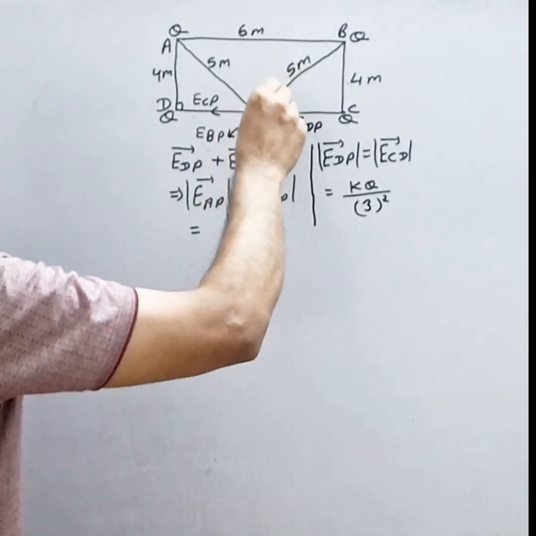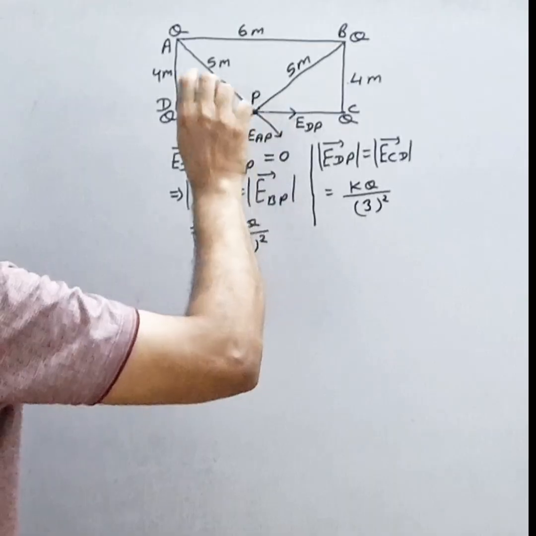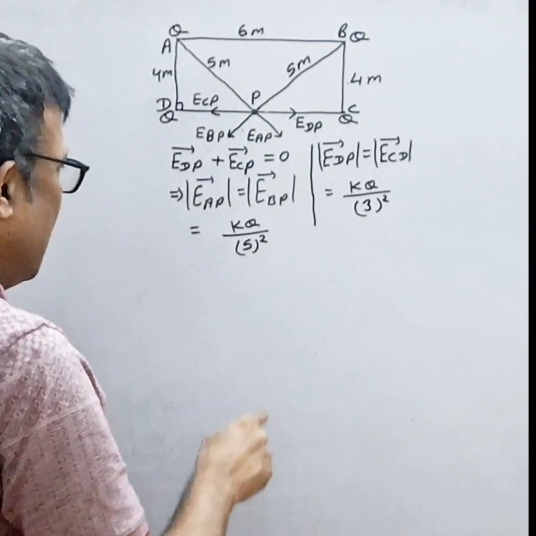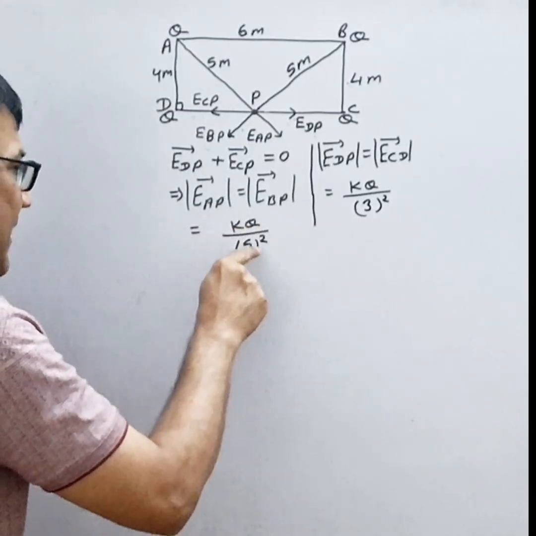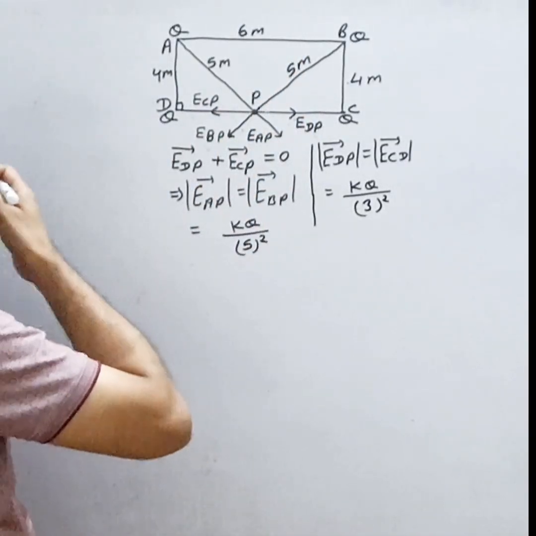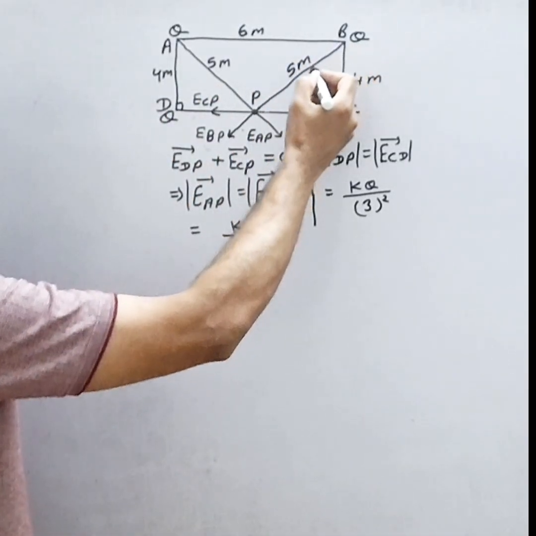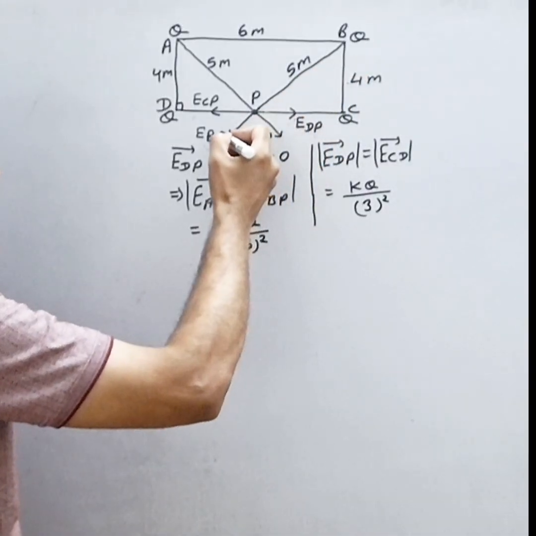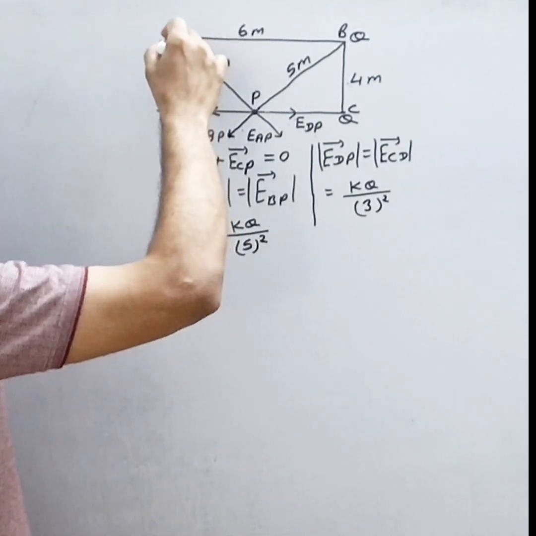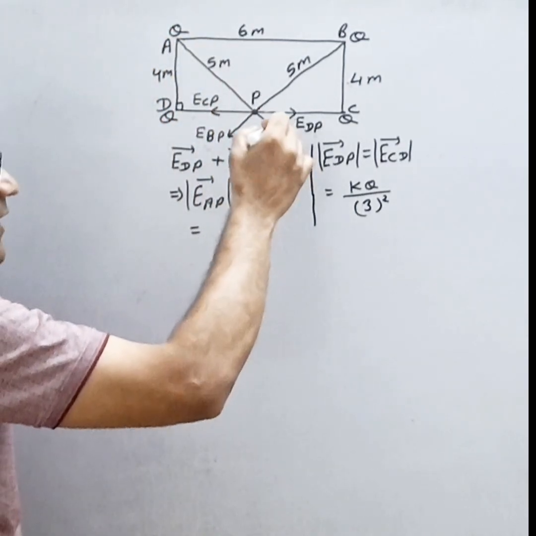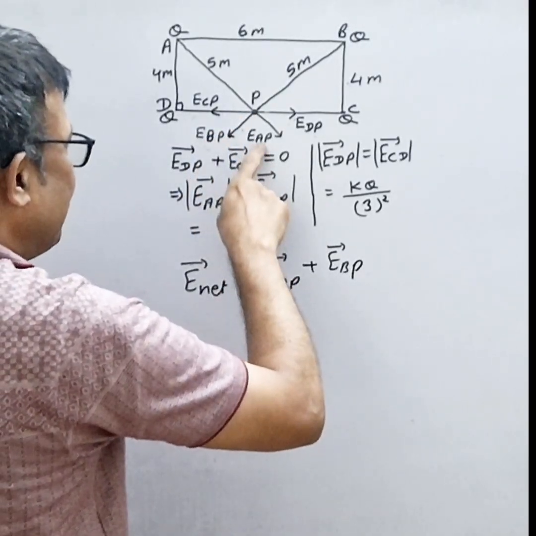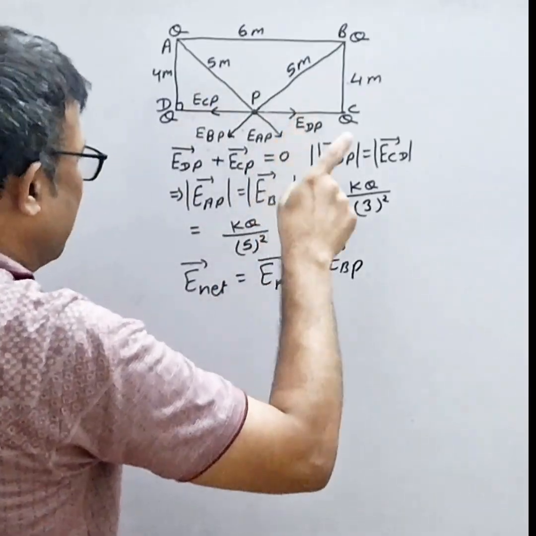Also, the charges located at A and B vertices are of equal magnitude. Therefore, they will produce electric field at P which has the same magnitude, and it can be found by the formula kq by r square, which will be equal to k into q divided by 5 square. 5 is the distance of P from the charges. The electric field due to the charge located at point B will be along the line joining BP and in the away direction. Similarly, the direction of electric field at P due to the charge at A will be along the line joining AP and in the away direction. So the net electric field at point P will be the vector sum of these two electric fields.